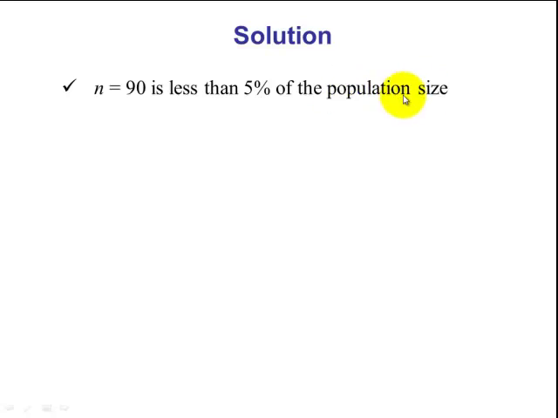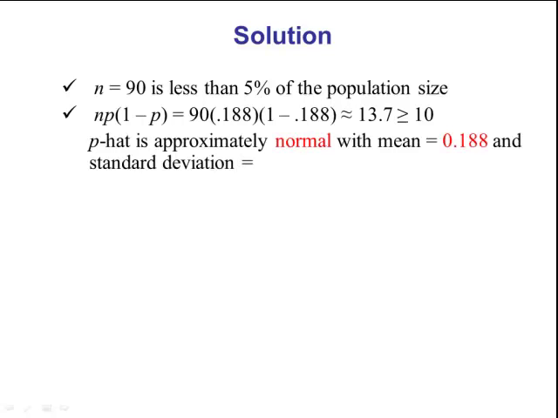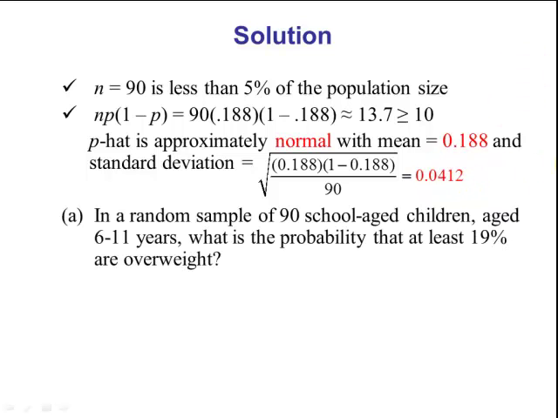90 is less than 5% of the population size for school-aged children aged 6 through 11. So that's a check. N times p times 1 minus p would be our sample size, 90, times 0.188 times 1 minus 0.188, which yields 13.7, which is greater than or equal to 10. So that's a check. Our requirements have been satisfied. So that means the distribution of p hats is approximately normal with a mean of 0.188 and a standard deviation equal to 0.0412.